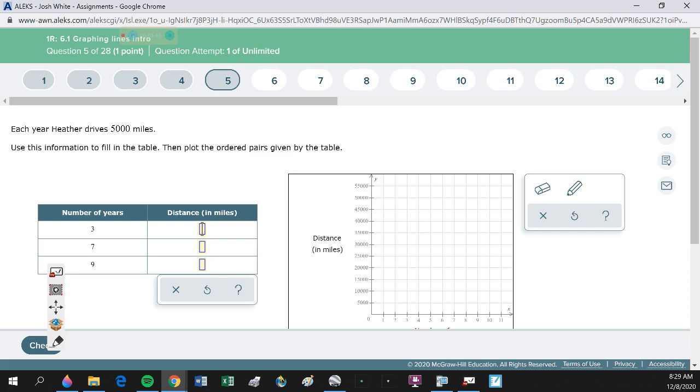Okay. Each year, Heather drives 5,000 miles. So in 3 years, how many miles has she driven?